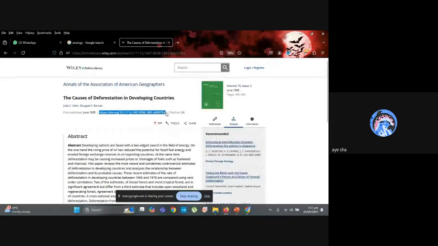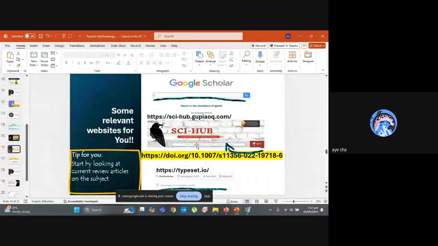Now it has opened. Now this highlighted URL, this is the DOI, and you will copy and paste it into the Sci-Hub search bar over here. I have mentioned here, and you will mostly be able to open the articles. There are various articles, especially the latest ones published in 2024 or 2023, that Sci-Hub does not have access to, but before that, most of the articles can be opened using this URL, right? Then we have the third one, that is typeset.io.